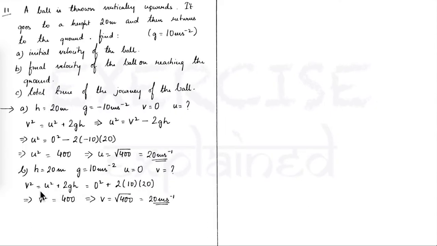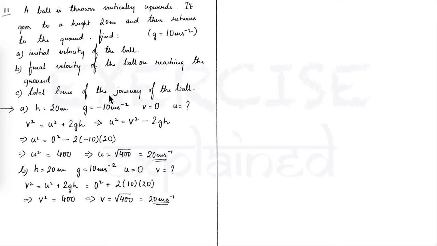So here I would be again using v square is equal to u square plus 2gh. So that happens to be u square is 0 square here plus 2 into plus 10 into 20. So again you can see we have got v square is equal to 400. So v will be equal to root of 400, that happens to be 20 meter per second. So root 400 is nothing but 20 meter per second. So as you can see here, whatever velocity it was thrown up with is the same velocity with which it comes down. So final velocity on reaching the ground is 20 meter per second.